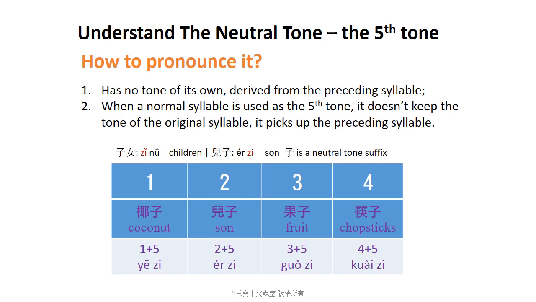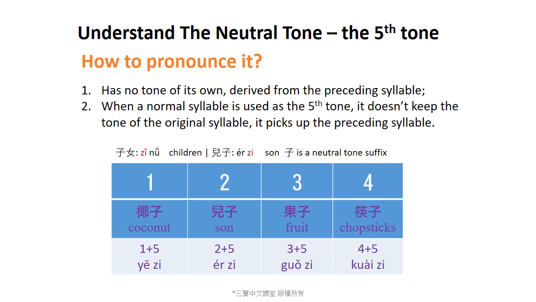Let's try some examples on this slide. As you can see, the character 子 is used as a neutral tone suffix in these two-syllable words. As a normal tone, 子 is a third tone character, as you can see in the word 子女, which means children. When it functions as a suffix of a lot of other words, its pronunciation just follows the preceding syllable.